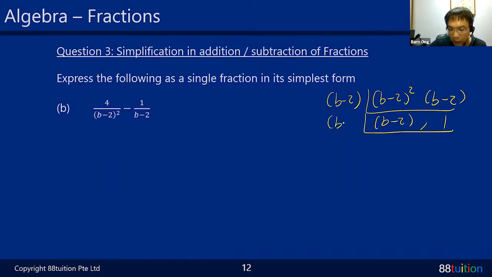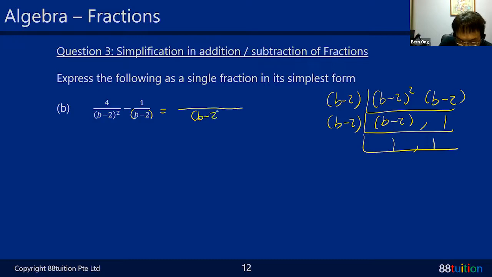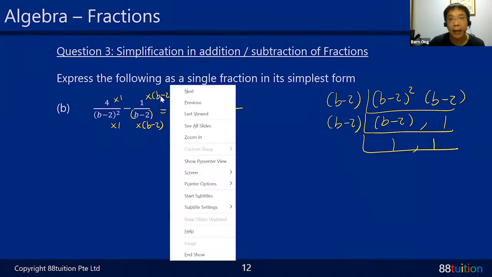Divide by another b minus 2 to give me the 1, 1. So that's the LCM. So the LCM, I want it to be b minus 2 squared. So the very first fraction, what do I need? Times 1, times 1. The second fraction, I need to have another b minus 2. And on top, I need to times another b minus 2.